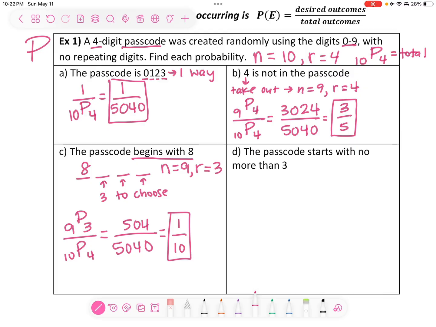All right, let's take a look at this other one. D, the passcode starts with no more than 3. Cool. So the passcode starts with no more than 3. No more than 3, what does that mean? What are those desired outcomes?